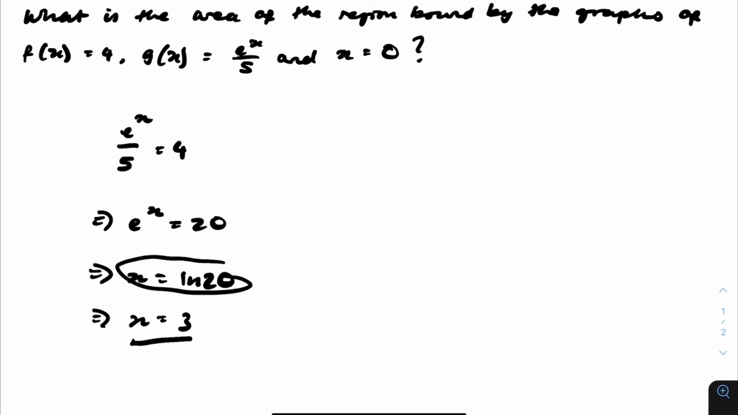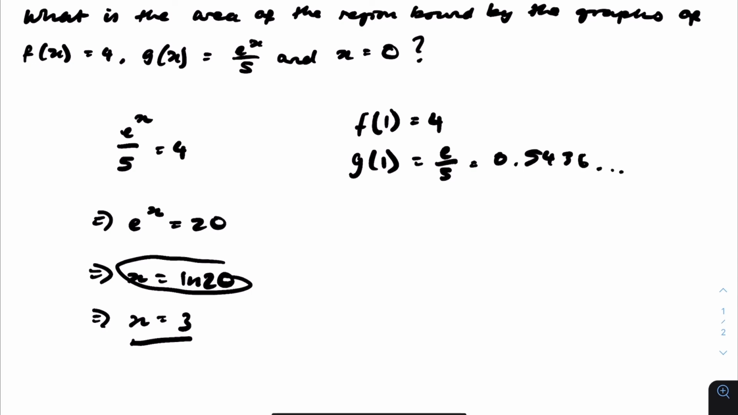And we can use, for example, 1. So if we substitute f of 1, that just gives us 4, since 4 doesn't have any x component in it to change the value of it. Then g of 1 becomes e to the power of 1 over 5, so that's just e over 5, which is equal to, let me just put that into my calculator, e divided by 5. That gives us about 0.5436, but it doesn't really matter how many decimal places we write this out to. 4 is greater than 0.54, so that means f of x is greater than g of x in this region.